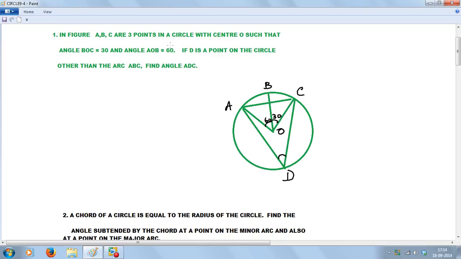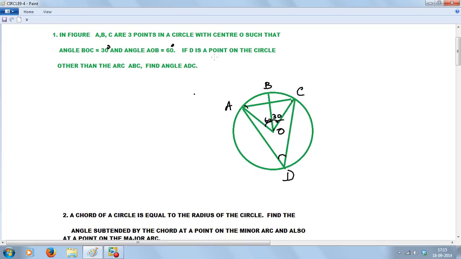A, B, C are 3 points in a circle with center O such that angle BOC is equal to 30 degrees. Please make it a point to note it. Angle BOC we have mentioned as 30 degrees. So ABC are 3 points on a circle with center O. Angle AOB is equal to 30 degrees. So the total AOC is 90 degrees.